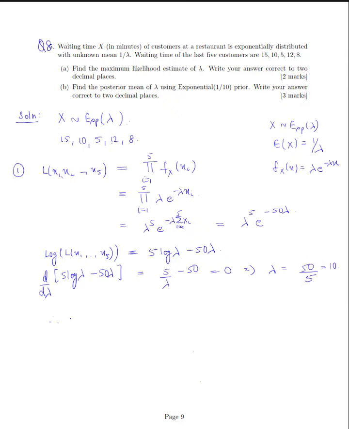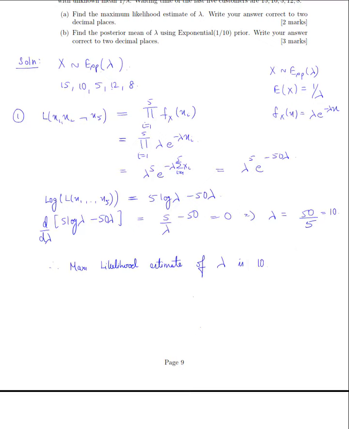Therefore, the maximum likelihood estimate of lambda is 10. Now the second question says: find the posterior mean of lambda using an exponential 1 by 10 prior. The prior is given as exponential 1 by 10. We have to find the posterior mean of lambda.